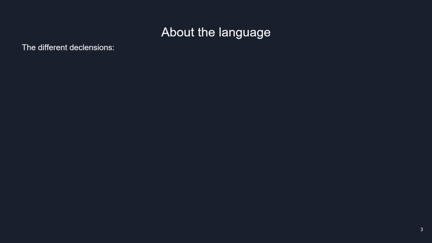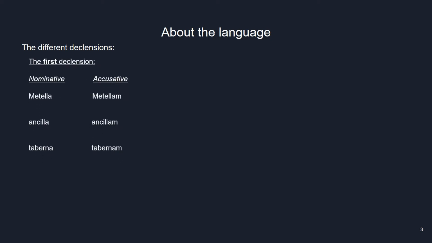So the different declensions. The first declension: you have Metella, Metellam, Ancilla, Ancillam, Taberna, Tabernam. You can see that they all follow quite a distinct pattern. They end in A in the nominative, and their accusative goes to am. These all tend to be feminine nouns, with a few exceptions, such as nauta, meaning sailor, which is a masculine noun, but is still in the first declension.